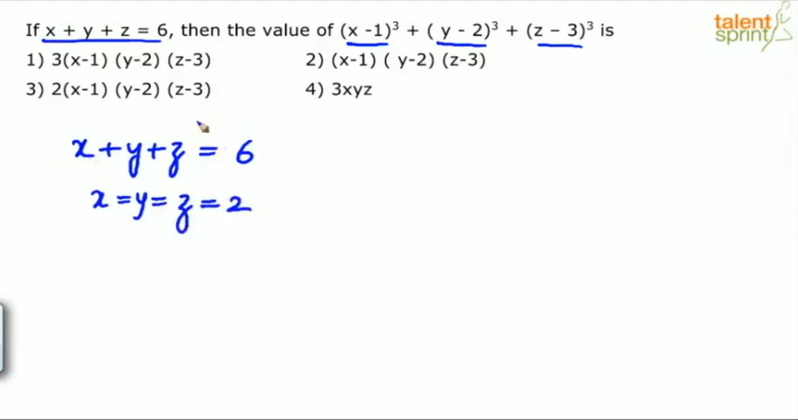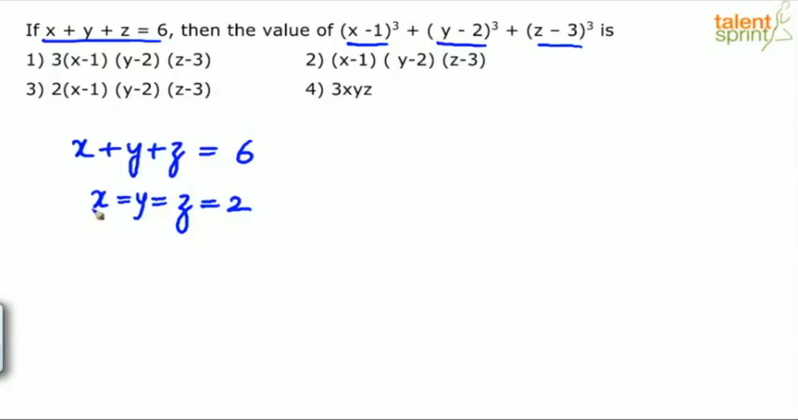Now you may argue, how do you know that each of them are equal? It is not mentioned anywhere. It is not mentioned that all the three values are equal. Yes, it is not mentioned. But is it mentioned that they should not be equal? No, even that is not mentioned. So I can take it that way. So let us assume X, Y, and Z, all three are equal to 2.